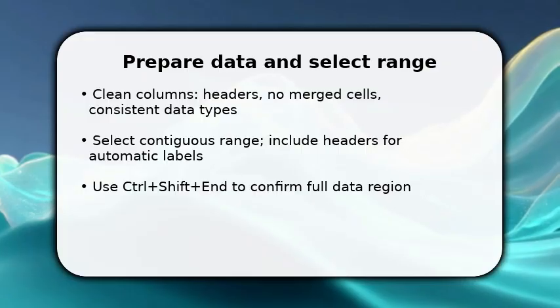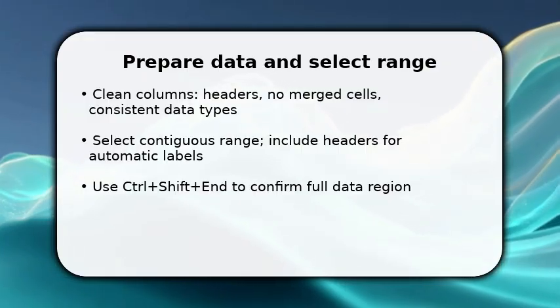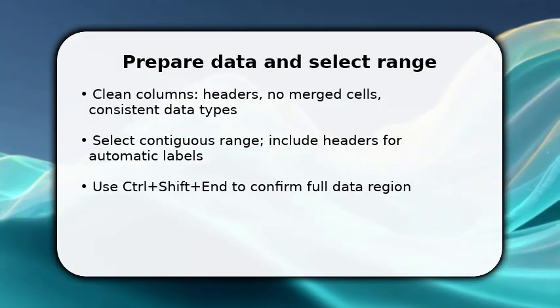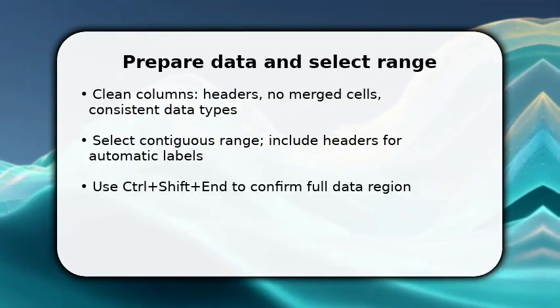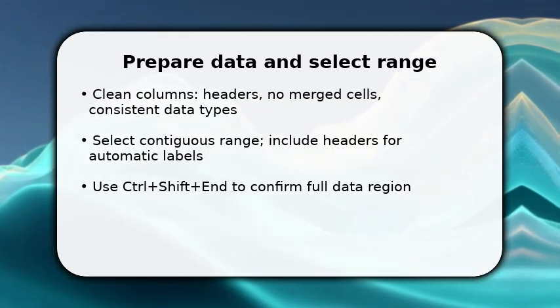Enjoy the video. You begin by preparing data so the graph reflects reality. First, remove merged cells and ensure each column has a clear header. This helps Excel map axes automatically.